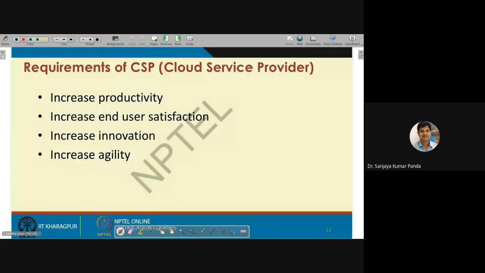So the main requirement of a CSP is how to increase the end user satisfaction, how to increase the productivity, because if you increase the user satisfaction, the number of users is going to increase. More people will be attracted towards a particular cloud service provider. Not only that, over a period of time, whatever new technologies are coming into the market, as a cloud service provider, you have to adopt such innovations, right? Adopt that particular technology. That will also increase the productivity. Similarly, increasing agility is also a requirement of a cloud service provider.